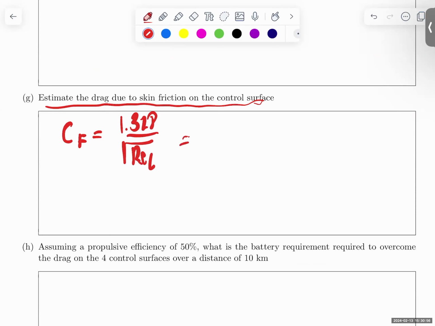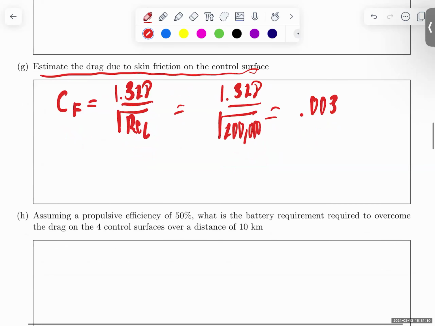We already have everything we need. That's 200,000, that Reynolds number. So 1.328 divided by square root of 200,000. And I get a value of 0.003. So there's a drag coefficient. It's roughly, 1 over 1,000. Here it's 3 over 1,000.